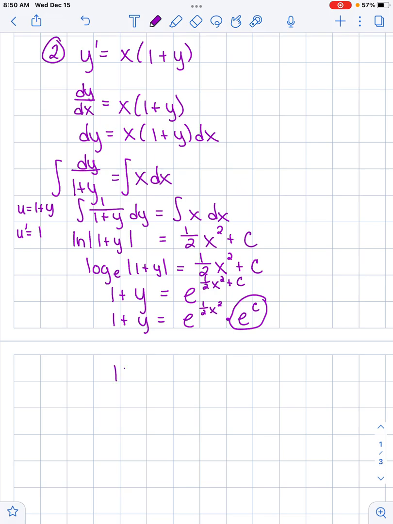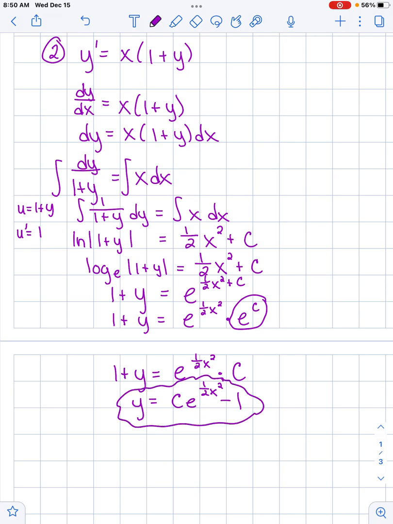Now, I haven't been keeping track of how many different constants we're on right now, but this is just some value c, some constant value. I don't know what it is, but it's some value c. Last thing, I want to get y isolated, so I'm going to say y equals, and I'm going to move the c out in front as a coefficient of e to the 1/2 x squared, minus 1. And we've isolated y. We have solved the differential equation. We found the original function that gave us this as the derivative.